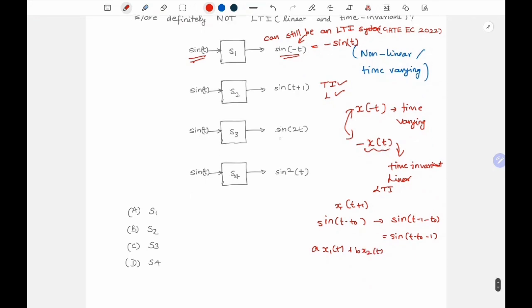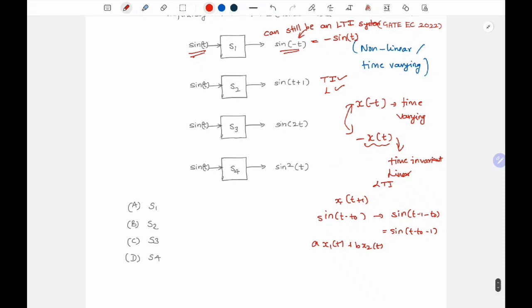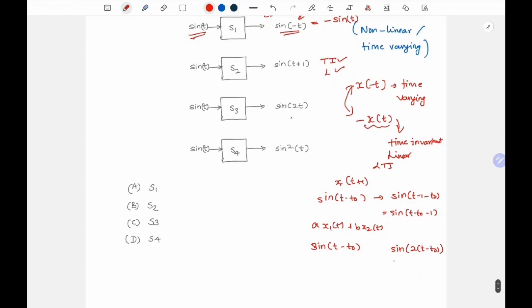The third one, sin t gives sin 2t, right? Now if you actually pass sin of t minus t naught, it will actually give sin of 2t minus t naught, correct? Which is nothing but sin of 2t minus 2t naught. But the output should actually be sin of 2t minus t naught. Because there is a shift of only t naught in the input, the output also should shift by t naught, but it is shifting by 2t naught. So this is not time invariant.